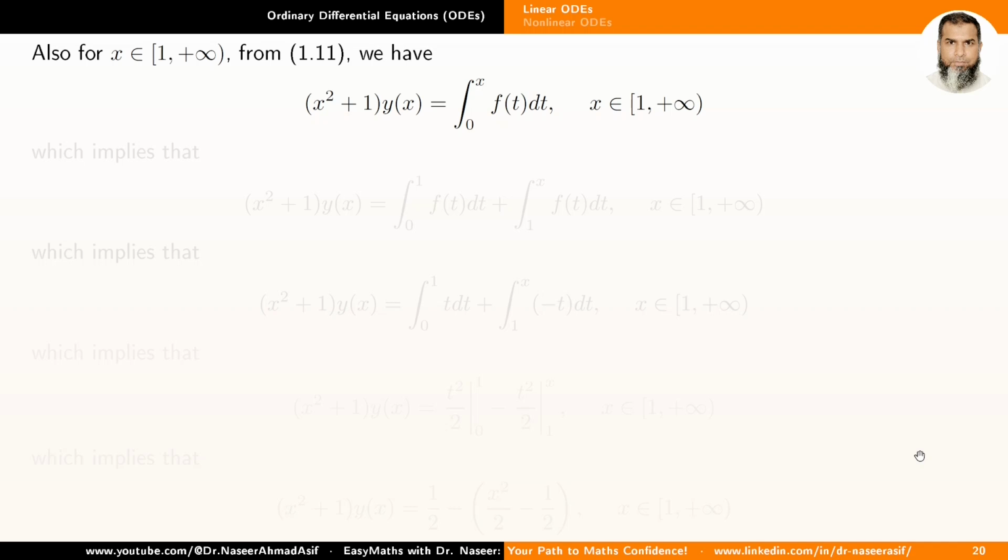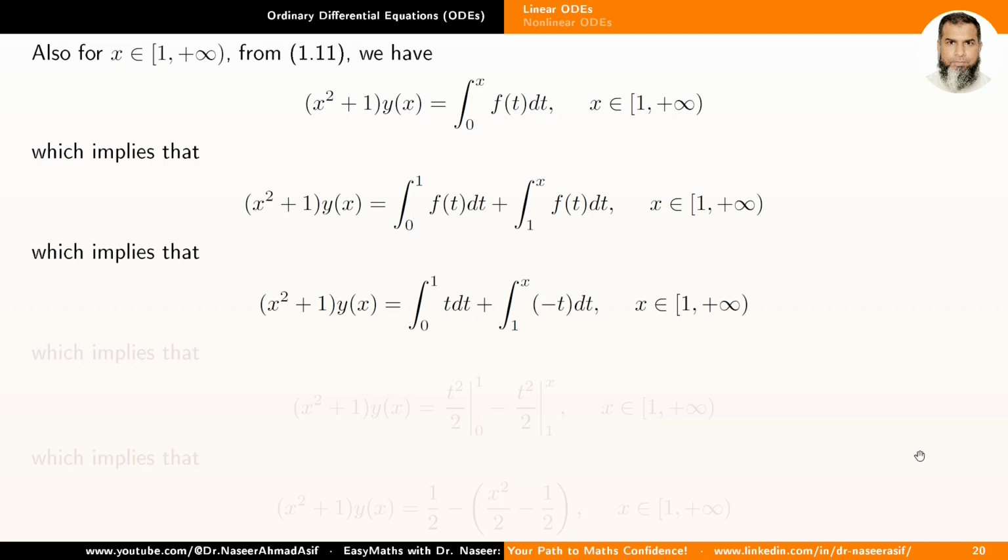Also for x ∈ [1,+∞), from equation 1.11 we have (x+1)y(x) = ∫ from 0 to x of f(t) dt, where x ∈ [1,+∞). Well, this can be expressed as (x+1)y(x) = ∫ from 0 to 1 of f(t) dt + ∫ from 1 to x of f(t) dt, where x ∈ [1,+∞). So (x+1)y(x) = ∫ from 0 to 1 of t dt + ∫ from 1 to x of −t dt, where x ∈ [1,+∞).